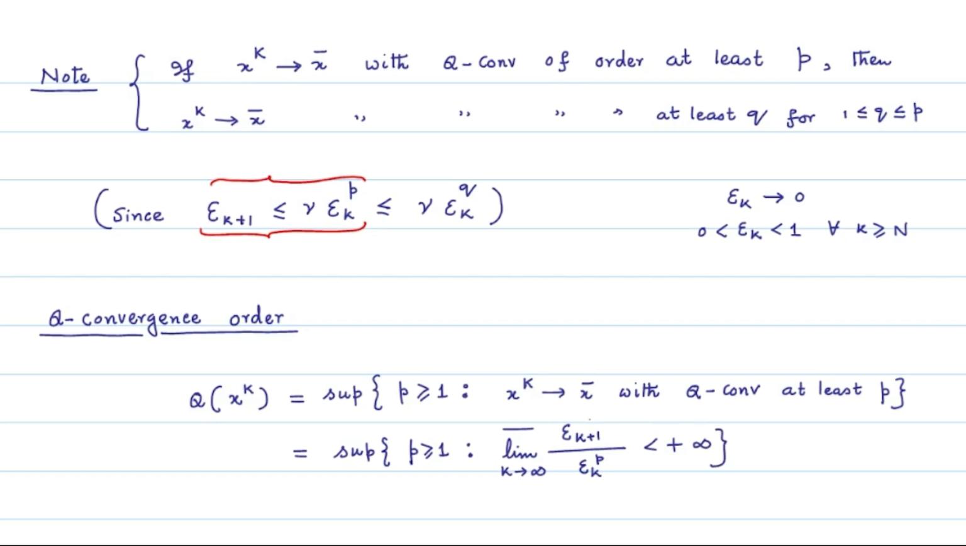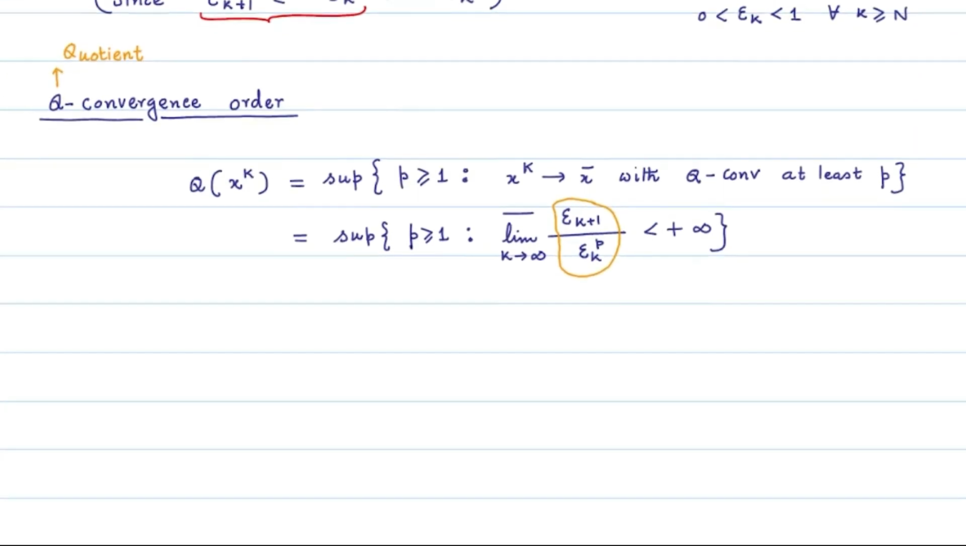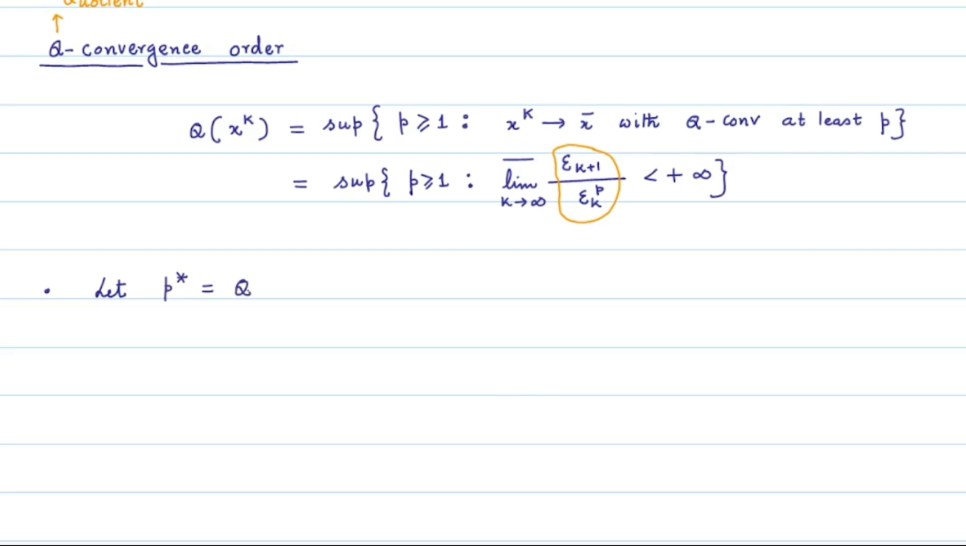As in defining the Q convergence order, we consider the ratio or quotient of these two quantities, epsilon_{k+1} and epsilon_k to the power p. We prefix the letter Q, which stands for quotient, to define the convergence order and name it as Q convergence order. Now suppose p star is equal to the Q convergence order of the sequence x_k, then certainly the limit supremum of epsilon_{k+1} divided by epsilon_k to the power p star exists. Suppose this limit supremum is equal to mu, or let us subscript it by q.